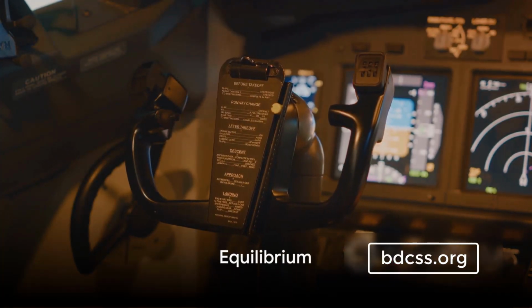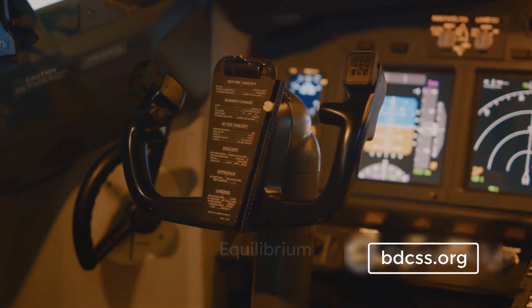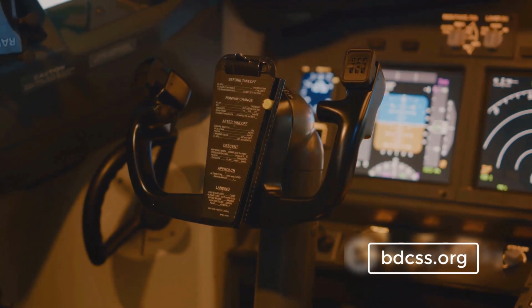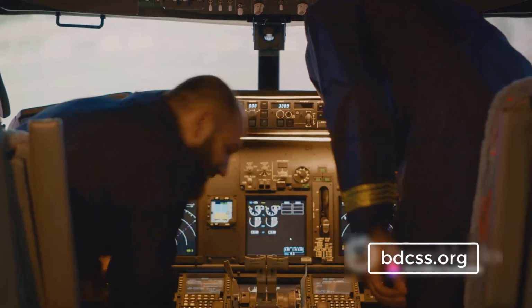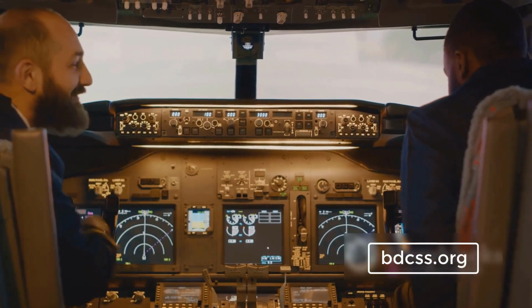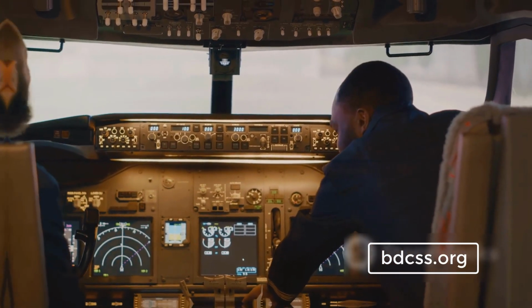Now, the magic of flight happens when these four forces, thrust, lift, gravity, and drag, are perfectly balanced. Thrust must equal drag, and lift must counteract gravity. When this equilibrium is achieved, an airplane maintains stable flight.